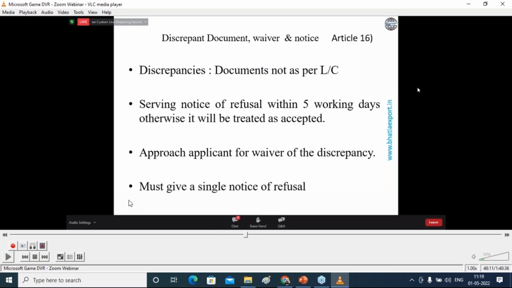One more point is very clearly mentioned: the bank must give a single notice of refusal. A discrepancy of whatever nature is a refusal, meaning you are not complying with the requirement, so the bank is refusing. But they should not give one notice today with one discrepancy and another notice tomorrow with another discrepancy. No. Whatever the discrepancies are, they have to give in a single notice only. Multiple notices are not entertained. Only one time the bankers have to tell these are the discrepancies, not multiple times.